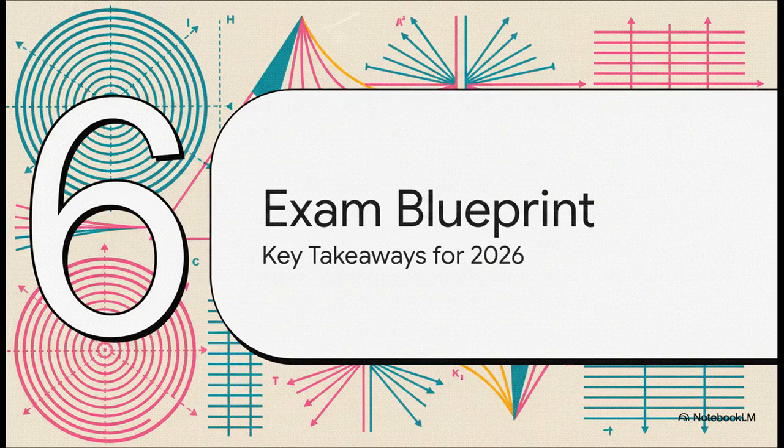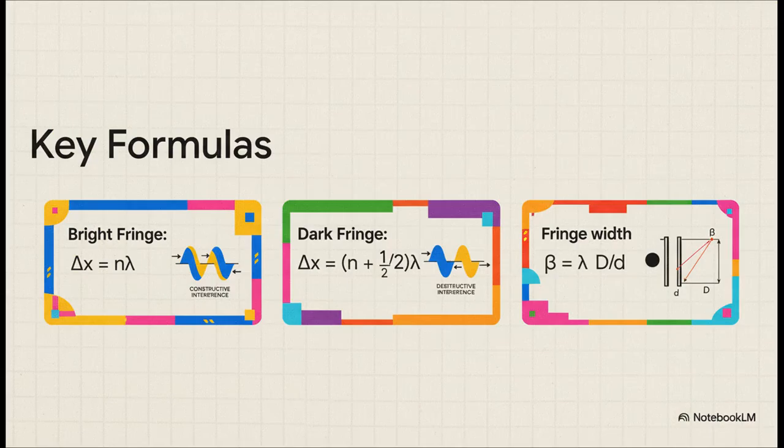Okay, let's switch gears. We've gone through the concepts, so now let's get practical. Let's build your blueprint for the board exam. This is the stuff you absolutely, positively need to zero in on to get a great score in this chapter. First up, the non-negotiables. These three formulas right here. They are the foundation, the key to solving almost all the numerical problems you'll see. The conditions for bright and dark fringes, and the fringe width formula. You've got to write them down, practice with them, and know them by heart.